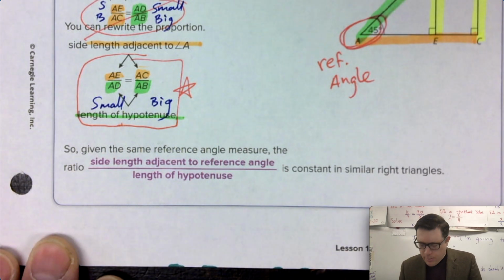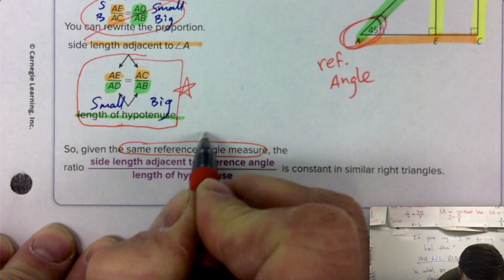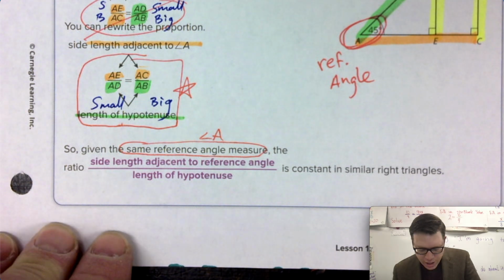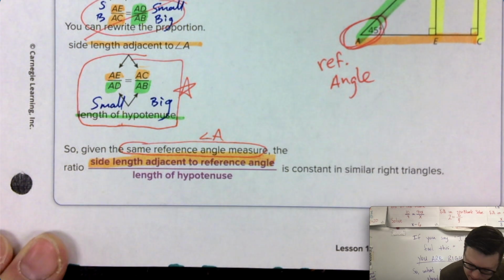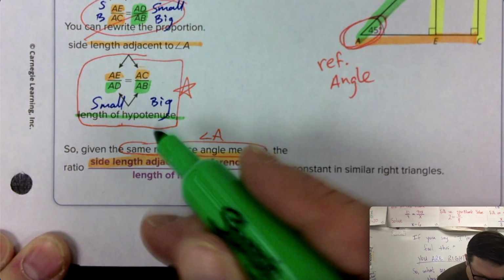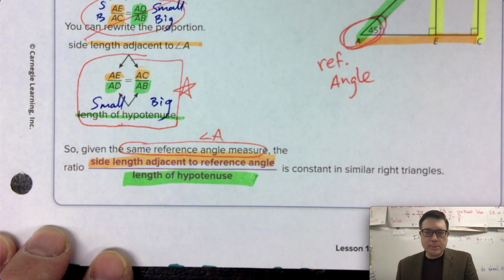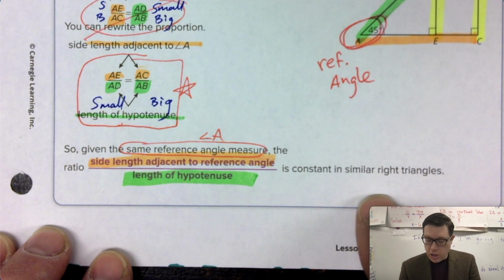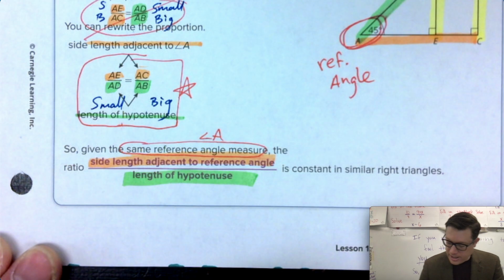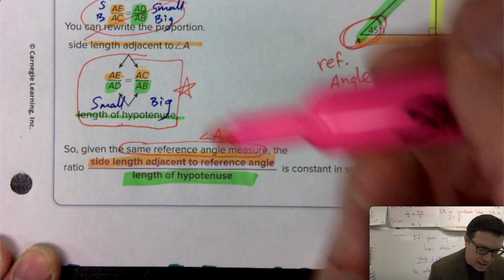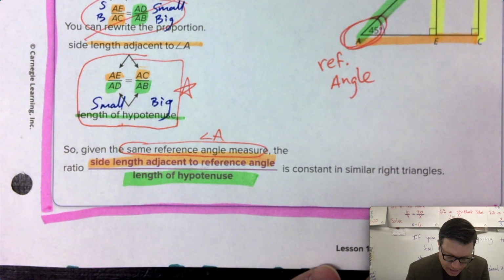So given the same reference angle measure, that was what I was saying like this, the ratio of the side length adjacent to the reference angle divided by the length of the hypotenuse is constant in similar triangles. This is a major idea. This is a worked example worth remembering. I'm in fact going to highlight this whole thing in pink because it is a very valuable worked example to remember.